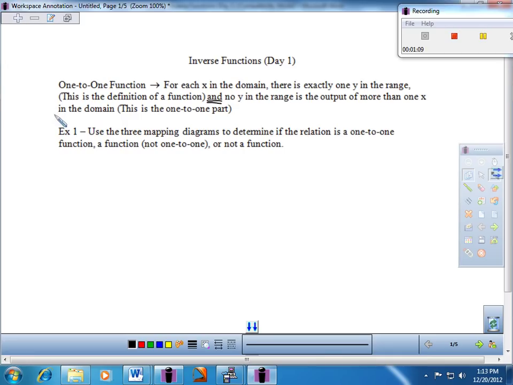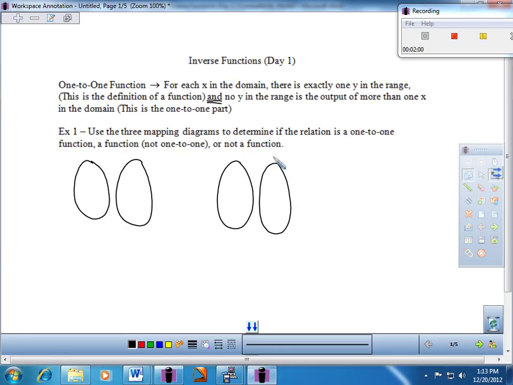So example 1, it says, use the 3 mapping diagrams to determine if the relation is a one-to-one function, a function but not one-to-one, or not a function at all. So here's what I'm going to have you do, everyone. If you can give me 3 pairs of ovals side by side. It's been a little while since we've seen mapping diagrams. In fact, I think when I taught mapping diagrams, I said it would come up maybe 1 or 2 more times over the course of the year, and this is definitely the lesson I was thinking of at the time.